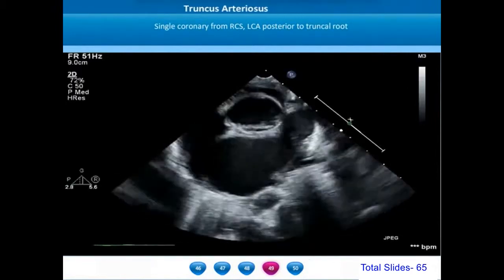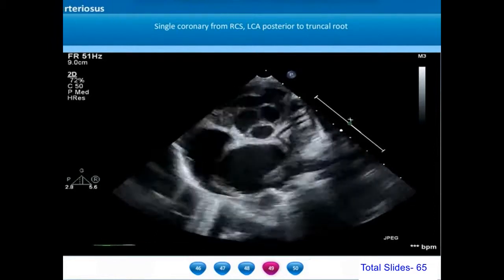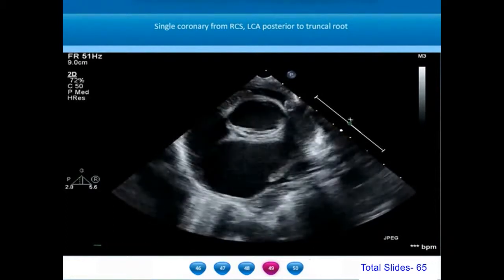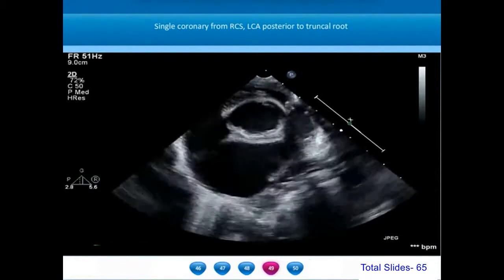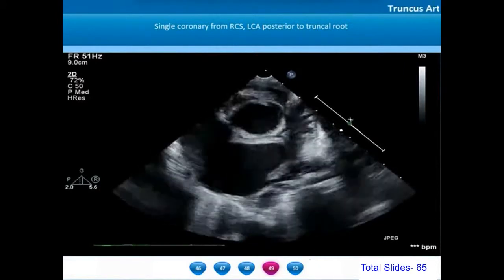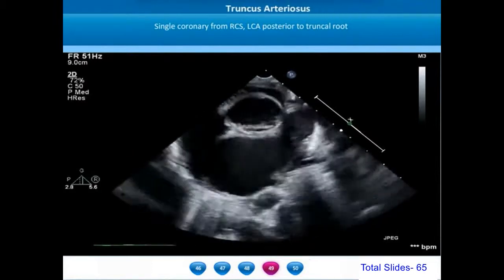Single origin of coronaries from either the right sinus or the left sinus is the commonest abnormality seen in Truncus arteriosus. In this example, we can find that there is a single coronary artery arising from the right sinus, and the left coronary artery arises from that vessel and courses posterior to the truncal root.